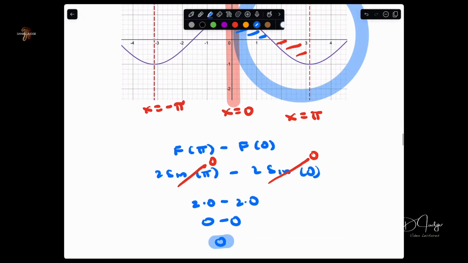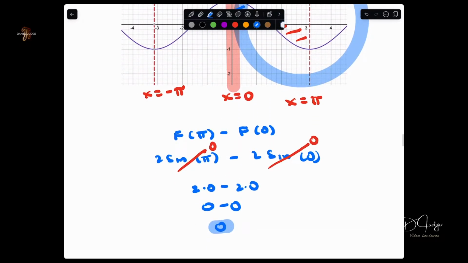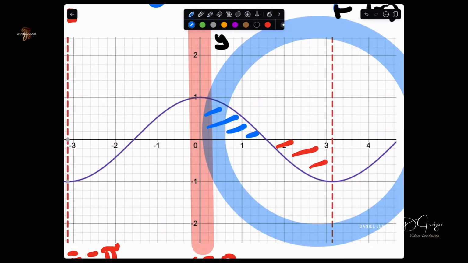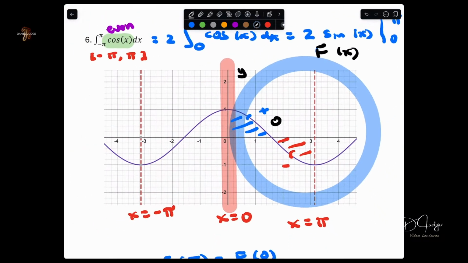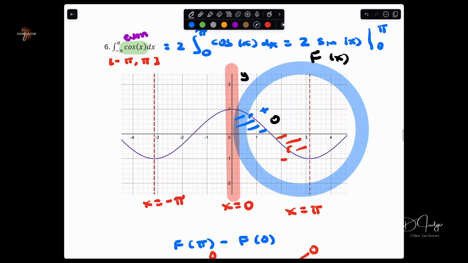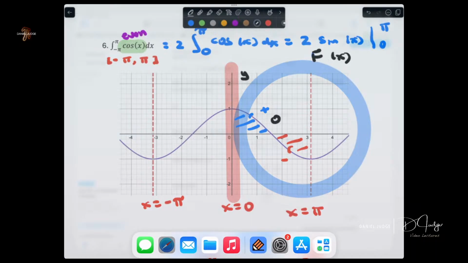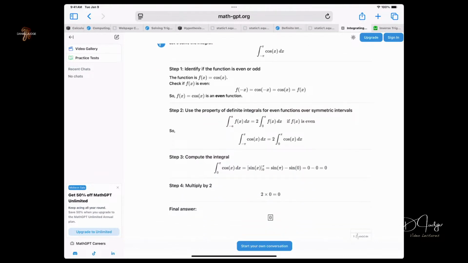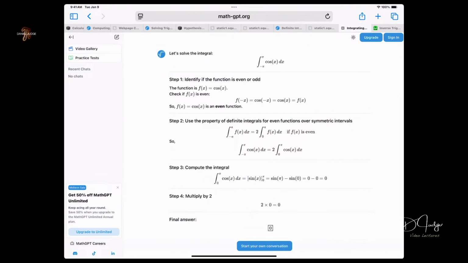Now, I just want to point out to you that it looks like the positive area above the x-axis is the same as the area below the x-axis. So that net area should be 0, and that's what they're saying. So this net area is 0, which means double that really is 0. And Math ChatGPT looks like it agrees here. If we take a look.